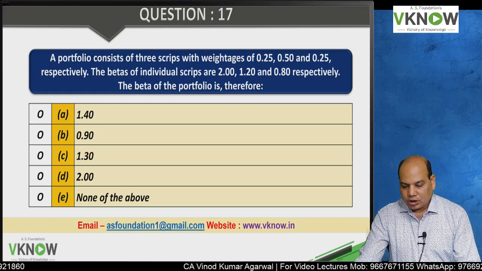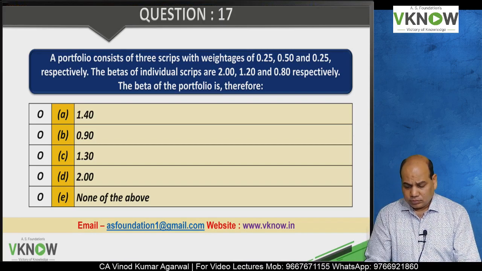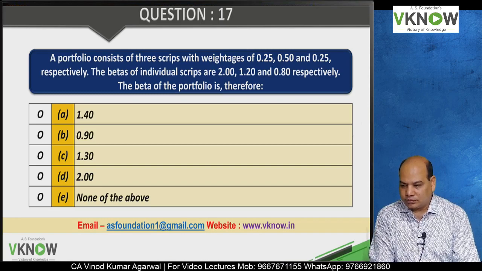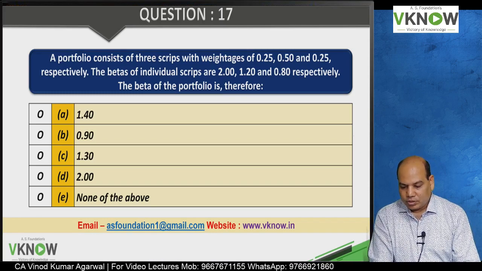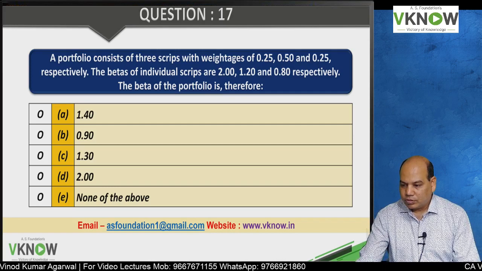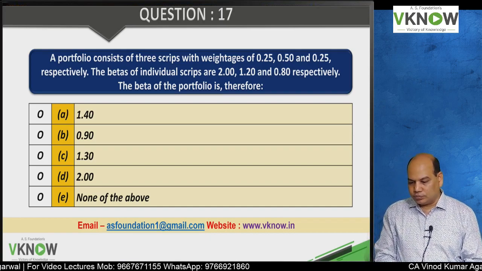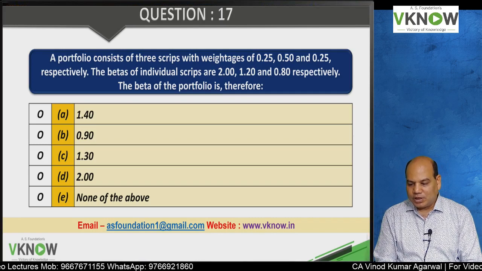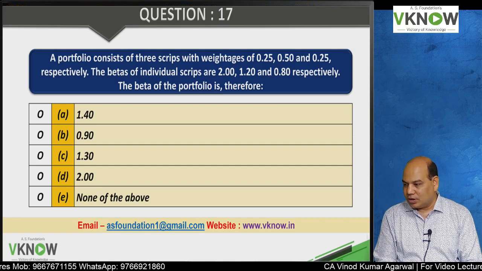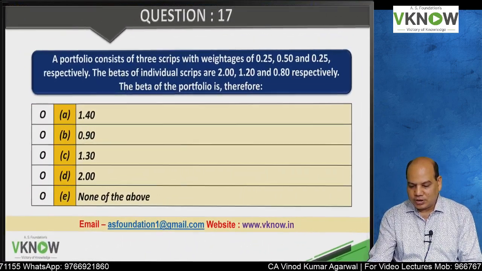Question number 17. A portfolio consists of three scripts with weightage 0.25, 0.5, 0.25 respectively. The beta of the individual scripts are 2, 1.2, 0.8 respectively. What is the beta of the portfolio? Please reply. You have to compute weighted average beta, multiply weight into beta and give me the answer. Almost every student is saying option C. Very good. 1.30 is the right answer.